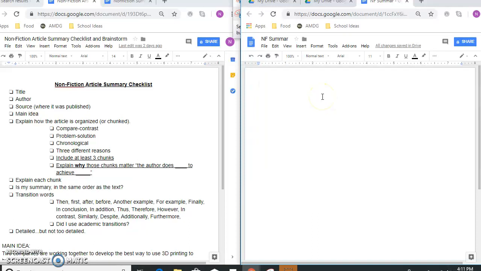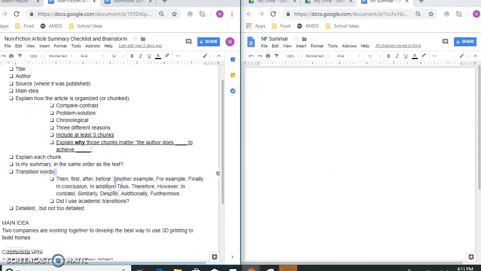Hi all, Ms. Wagner here, and I wanted to show you hopefully a helpful example of me creating a nonfiction summary of an article that we read in class. So I have my checklist up on the left that we created as a class, and on the right is where I'm going to type my summary.